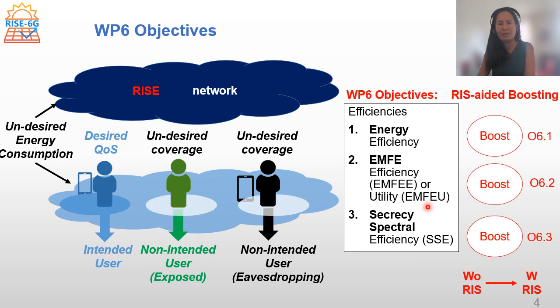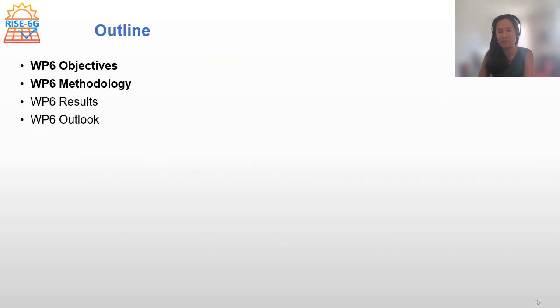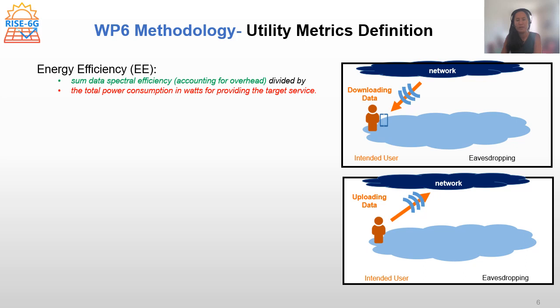And we believe that reconfigurable intelligent surfaces can help networks to boost that locally in some well-chosen places in space. So how did we proceed? So we started by defining these efficiency or utility metrics.